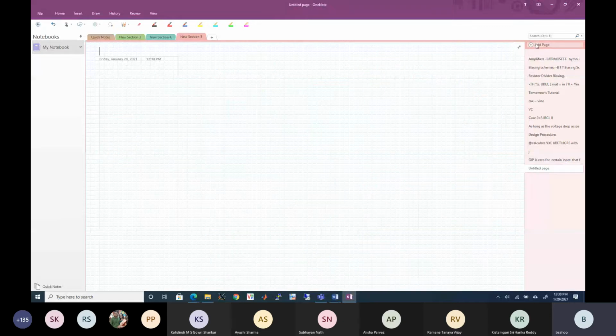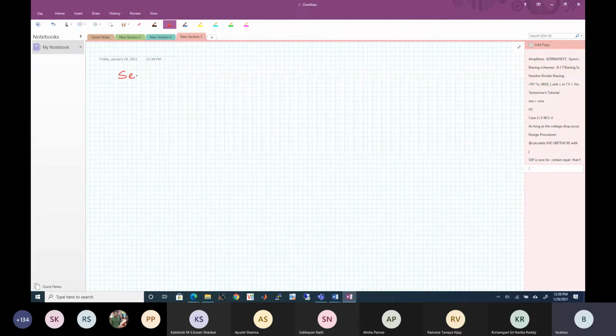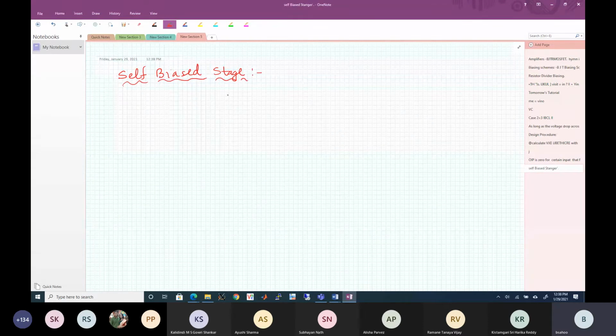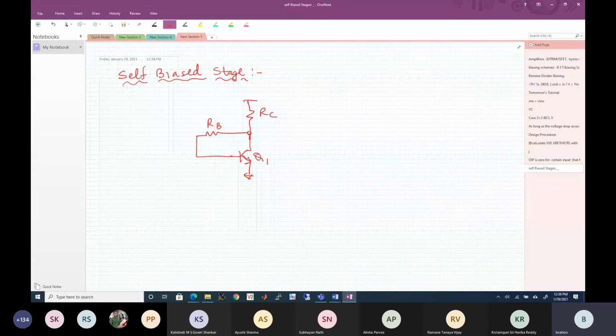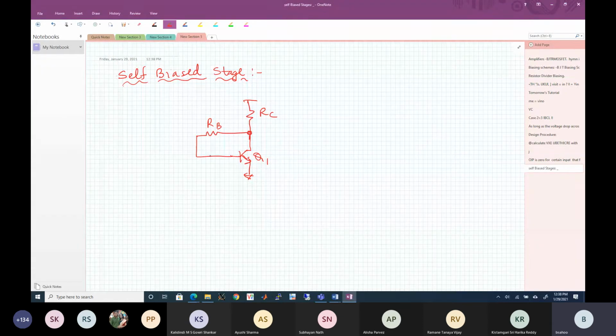Okay, so now the last biasing scheme is called the self-biased stage. The biasing scheme looks like this. Here you can also have degeneration. There is nothing stopping you from having the degeneration resistor RE. So the biasing scheme is self-biased, meaning there is an RB going like this. This is node X, this is node Y.